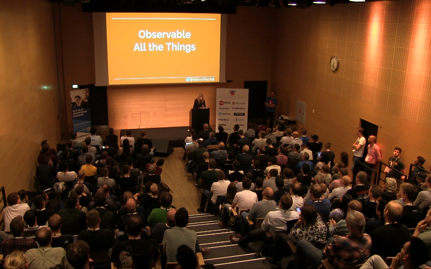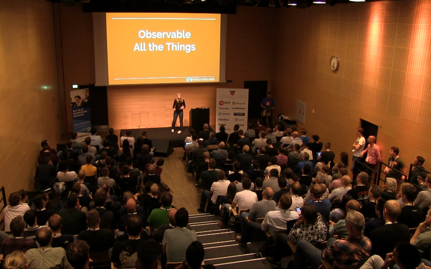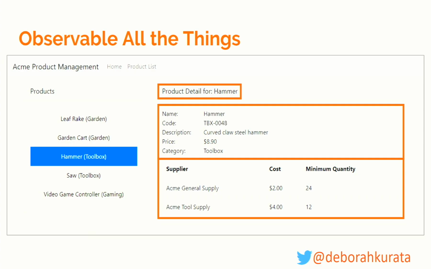Okay, so the last thing that I have is to observable all the things. What do I mean by that? Our right-hand page has not only our product data and our category, it also has our supplier data, and it has that title on the top. Notice that title also has the product information as to which product is there. So that means we have to have some kind of code to update that every time that the product changes. How do we do that?